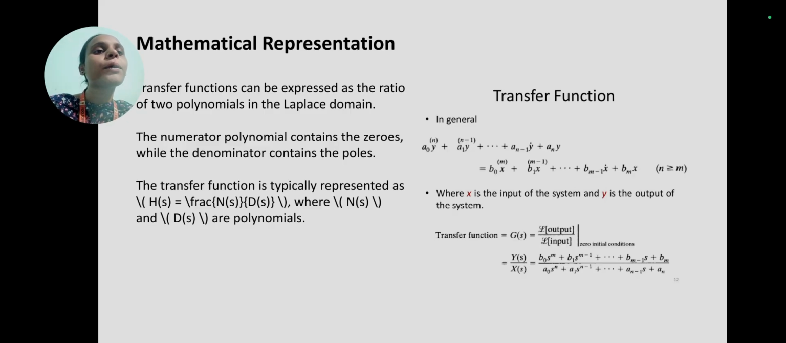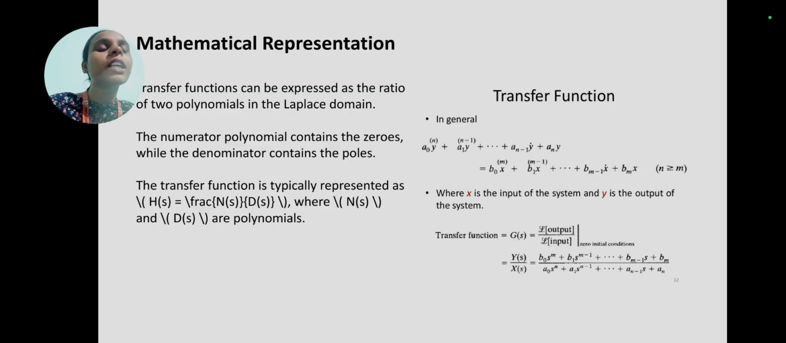So in general, a0 y plus a1 y plus and so on, a(n minus 1) y plus an y is equal to b0 x plus b1 x plus and so on, b(m minus 1) x plus bm x, where x is the input of the system and y is the output of the system. Transfer function G of s is equal to output by input, Y of s by X of s.